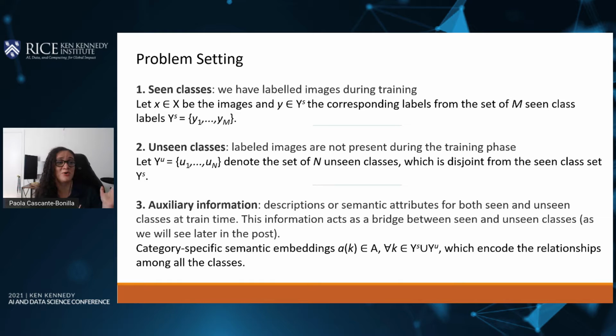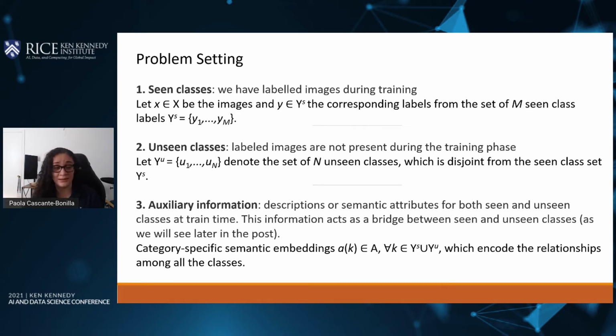So in a more formal way, the problem setting: you have these seen classes. We have all the labeled images during training, which is this X images and Ys corresponding to the labels of a set of M seen classes. Then I have the unseen classes, which are N, and this set is disjoint from the seen classes, so it's completely separate. The labels for these images are not present during the training phase.